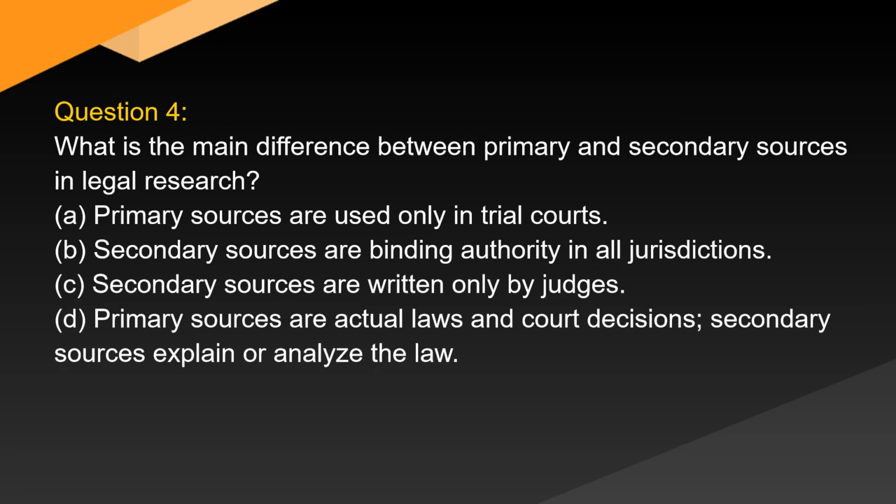Question 4. What is the main difference between primary and secondary sources in legal research? A. Primary sources are used only in trial courts. B. Secondary sources are binding authority in all jurisdictions. C. Secondary sources are written only by judges. D. Primary sources are actual laws and court decisions. Secondary sources explain or analyze the law.